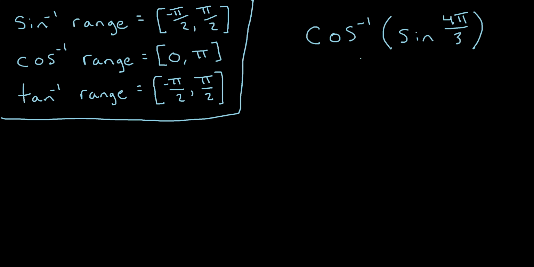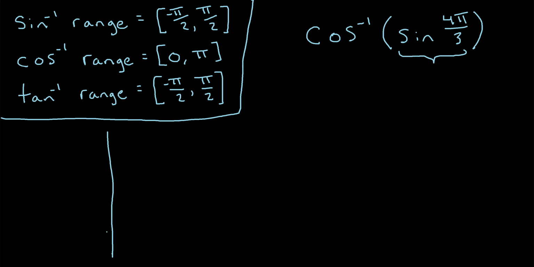All right, let's try another one. Let's say we want to find the inverse cosine of sine of 4 pi over 3. So just like the last example, when we have a composition of functions like this, let's just focus on the inner one. And let's figure out what this value is. So what is the value of sine of 4 pi over 3?